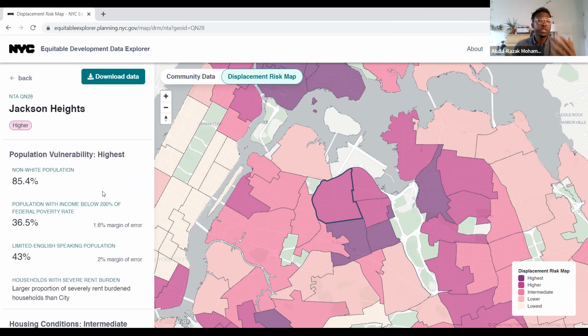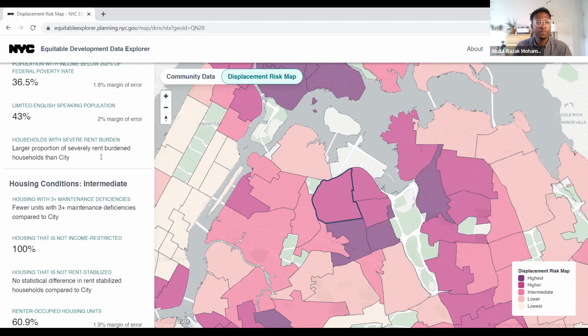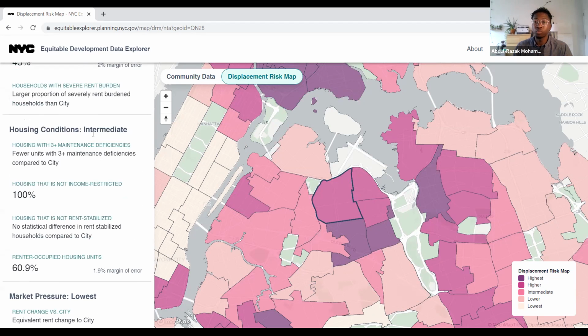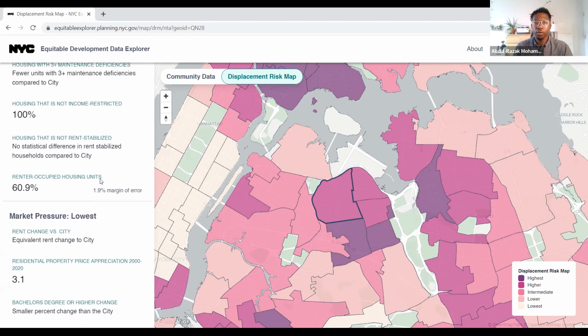And what is really important is to know that you might have this data for your specific neighborhood, but it might be helpful to compare this data also to the other neighborhoods that have similar overall displacement risk levels. And so what I would suggest, especially if we're dealing with a situation like this one, where the community district of Jackson Heights in North Corona includes 3 different neighborhoods that we saw before when I was clicking around, let's just compare what those look like because they have the same overall displacement risk level. So right now we know that for Jackson Heights, the population vulnerability is at the highest level, the housing conditions are at an intermediate level, and the market pressure is at the lowest level.